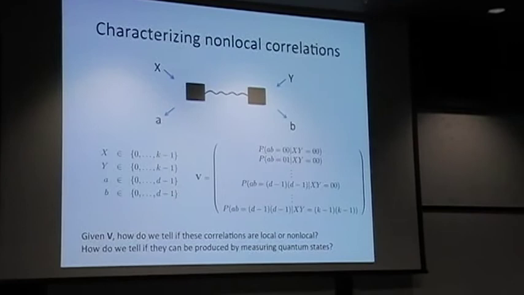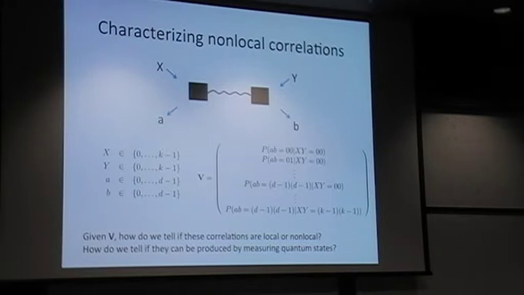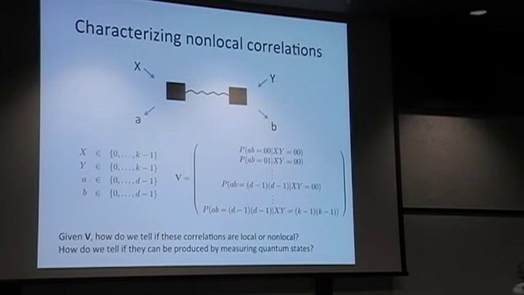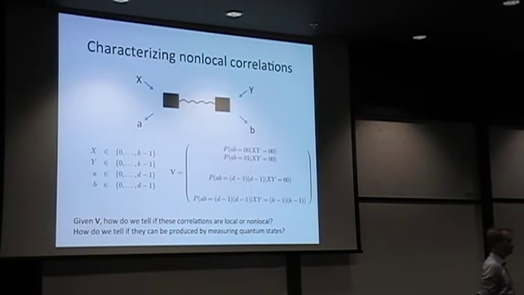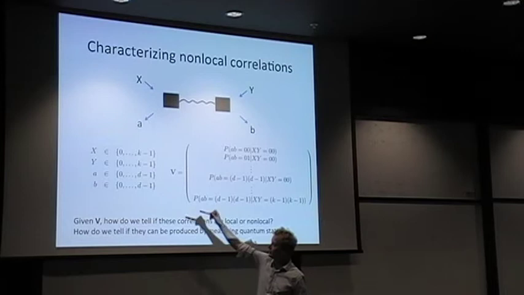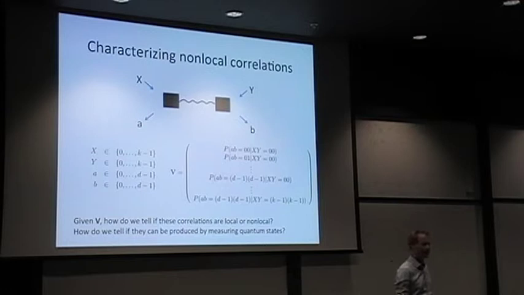So, characterizing non-local correlations. Here is the basic setup, the bipartite setup anyway. Inputs X, Y, outputs A, B. Now this time we won't assume that these variables are binary. So let's have X taking values 0 to k minus 1, Y 0 to k minus 1, A, B 0 to d minus 1. And we could even be slightly more general, I suppose, and have, for example, X and Y have different numbers of possible values, but it wouldn't change anything in an interesting way.